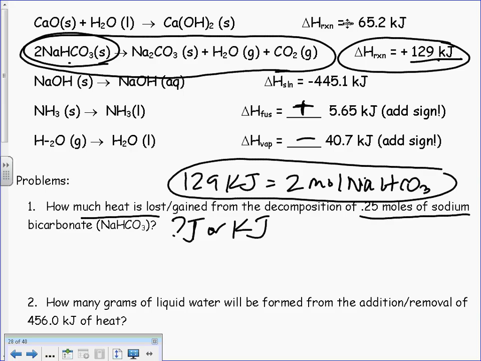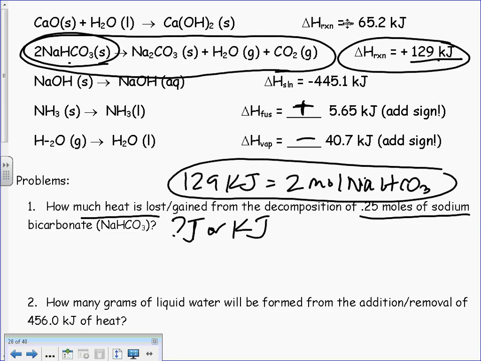So before we move to actual calculations, I got 0.25 moles. Can you give me a guesstimate or maybe some math behind how much energy would be absorbed? Because I said 2 moles requires 129 kilojoules. What's the relationship? Around 500, well, hold on. 2 moles requires 129, so I got 0.25.